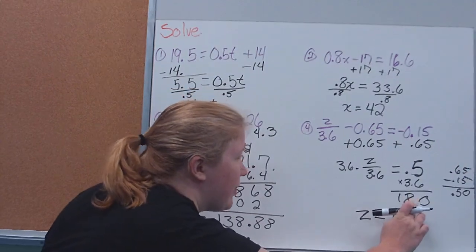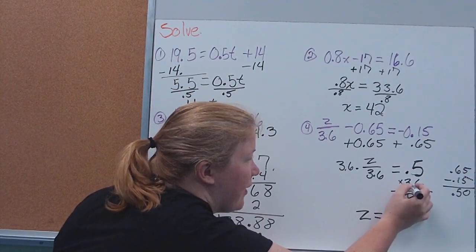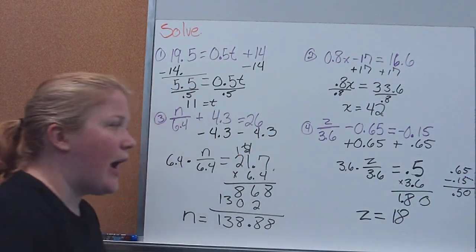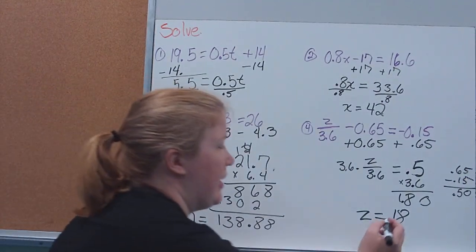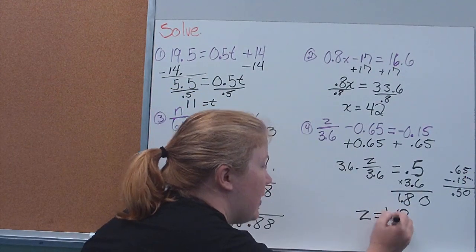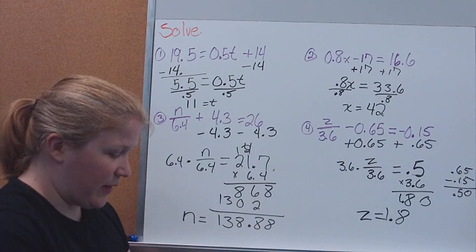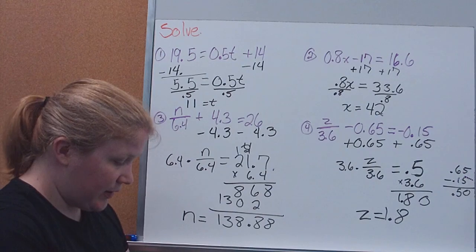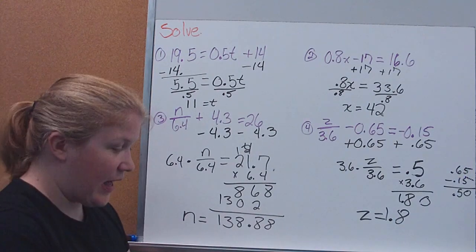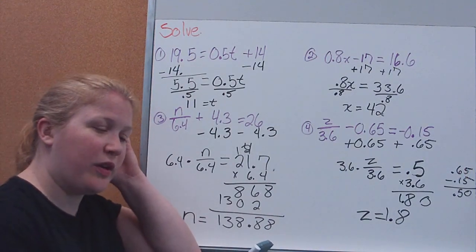Oh, you know what it was? I misplaced my decimal. I was not paying attention to where my decimal went. I should have 1.8, not 18. Now if we try it with 1.8, let's see if we get the right answer. 1.8 divided by 3.6 minus 0.65 gives me negative 0.15.